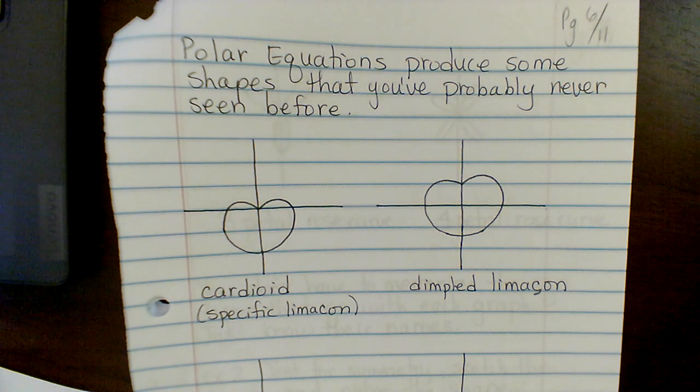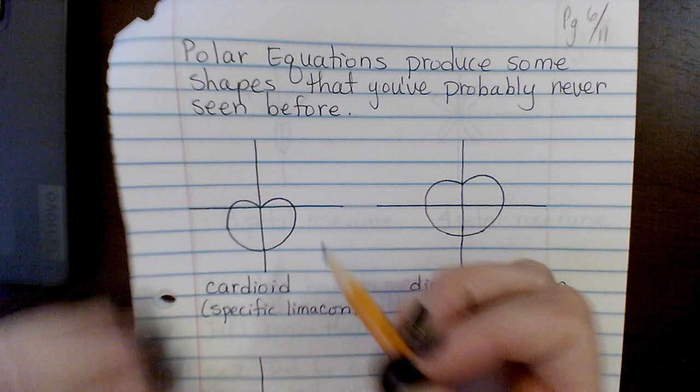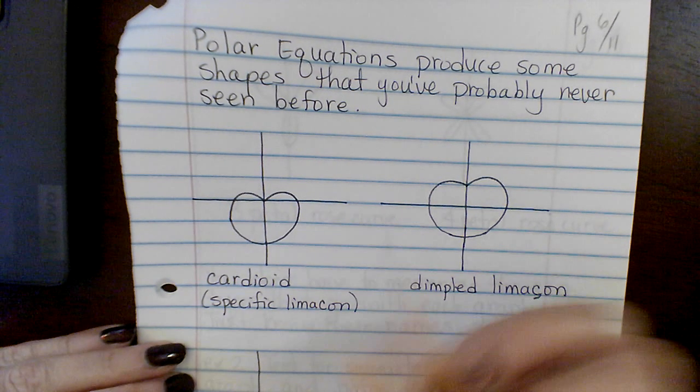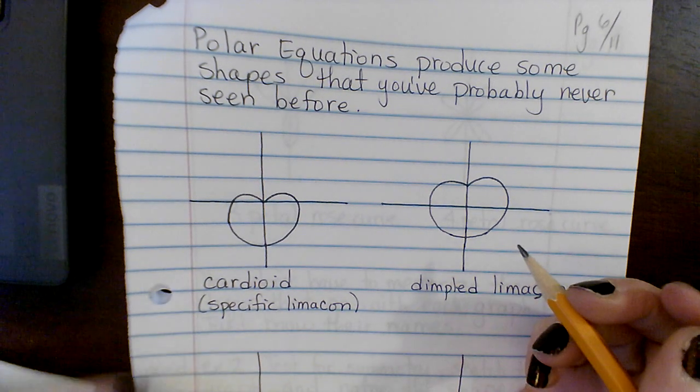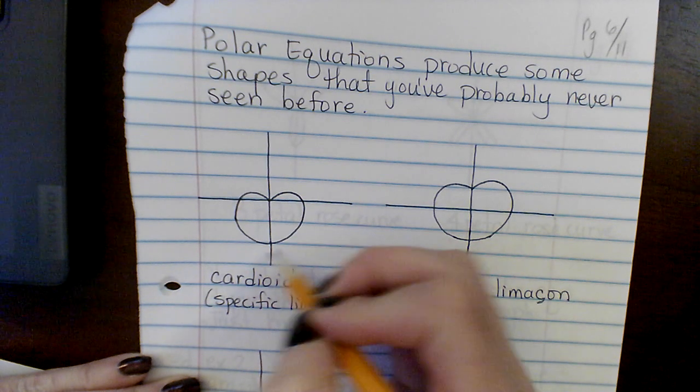All right, so here's the continuation of section 10.4. Polar equations are going to produce some shapes that you've probably never seen before. So let's just talk about the names of some of these shapes that look kind of like little jelly beans or something. First up, we have this shape right here.